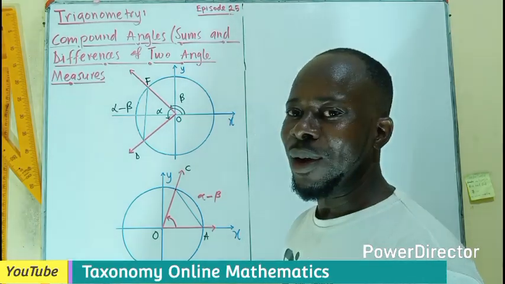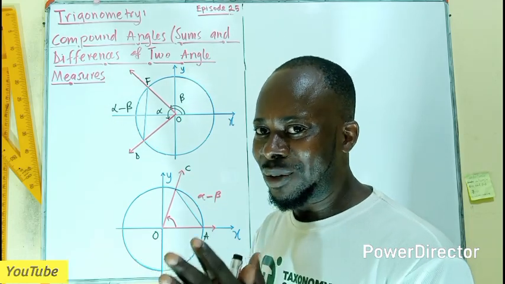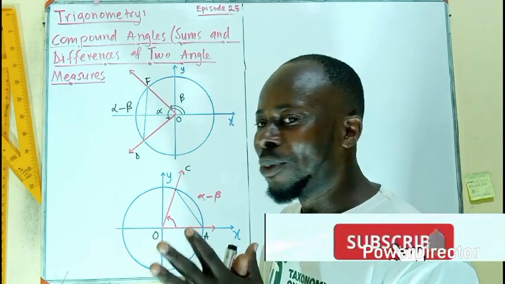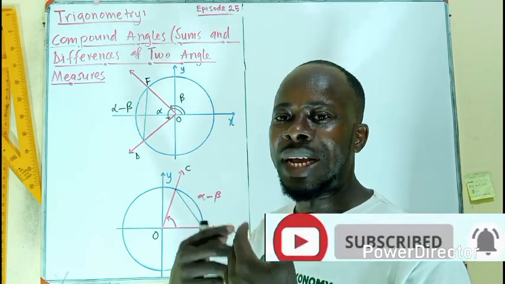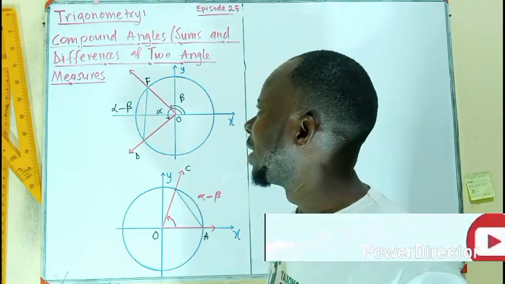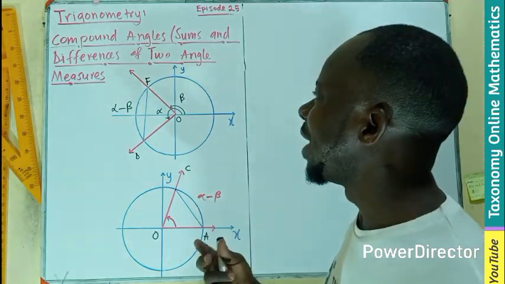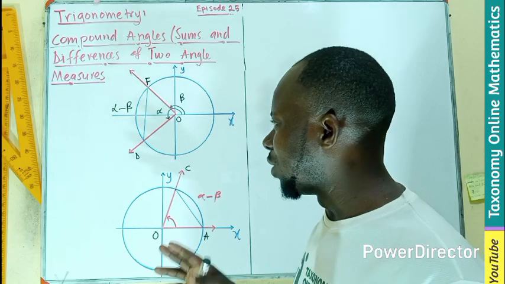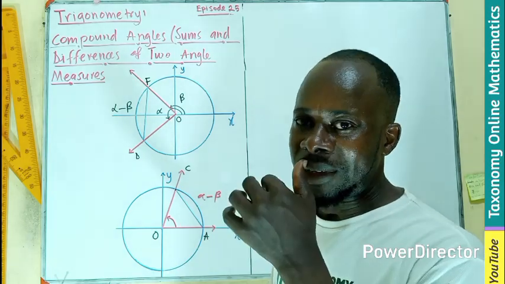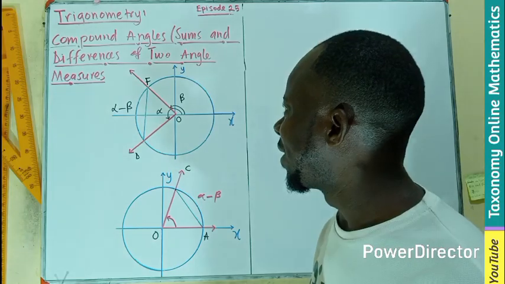Continuation of the tutorial on trigonometry. I know you have watched at least 20 of those episodes. We are in episode number 25. Here we want to take a discussion on the compound angles, which is the sum and difference of two angles measure. We are going to see how we develop such formulas, beginning with the cosine of that.